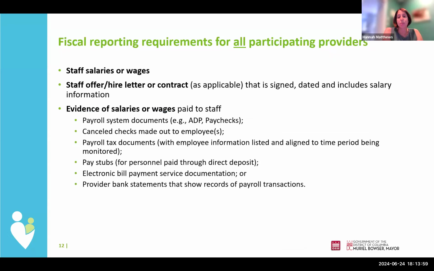And they also must present evidence of salaries or wages paid to staff, which may include a number of documents such as payroll system documents, canceled checks, payroll tax documents, pay stubs, electronic bill payments documentation, or provider bank statements that show records of payroll transactions.